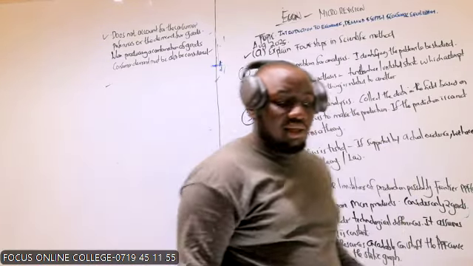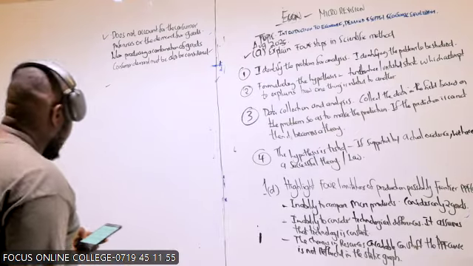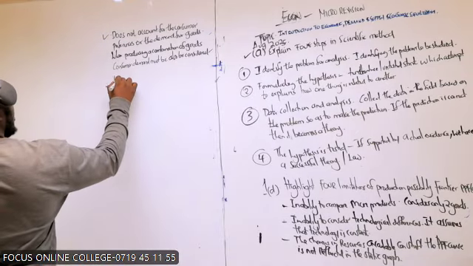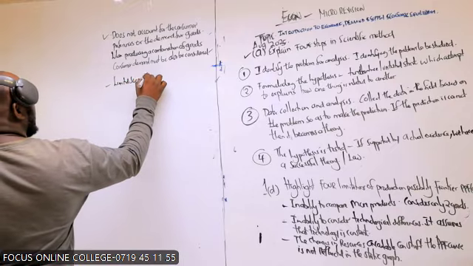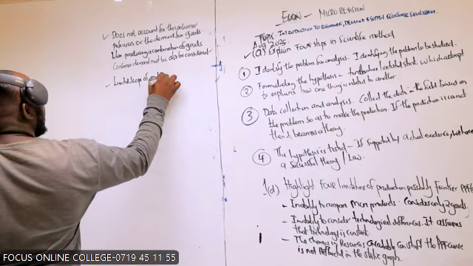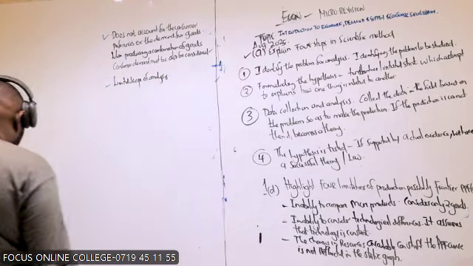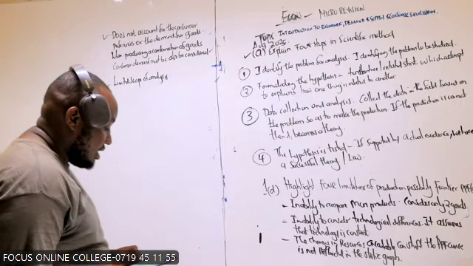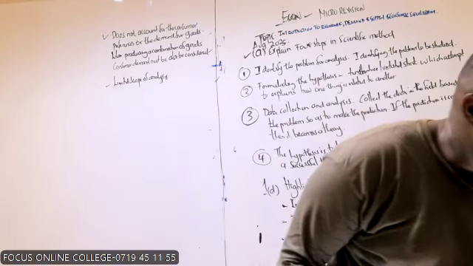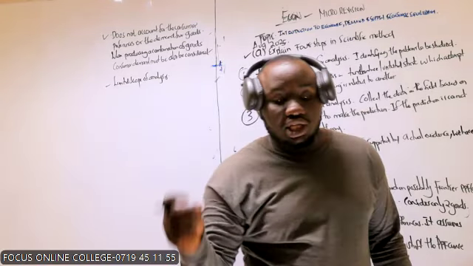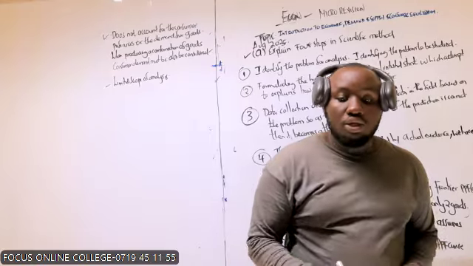Lastly, as a limitation, we have limited scope of analysis. So those are the limitations of the PPF curve. It only considers two goods, then you consider more than two goods.